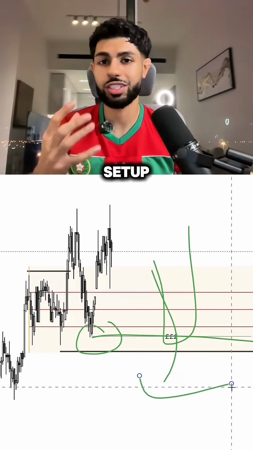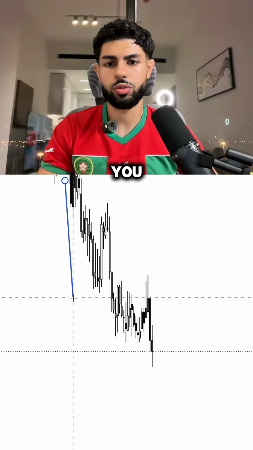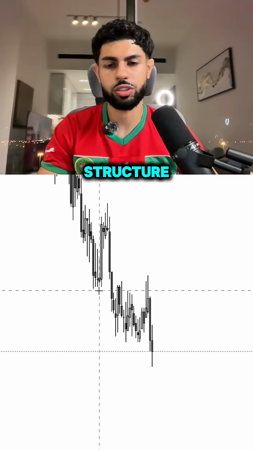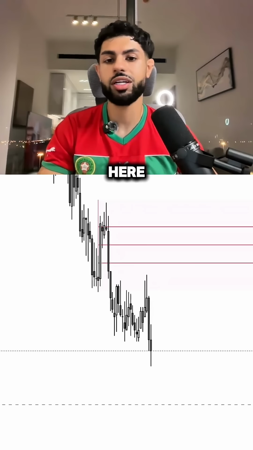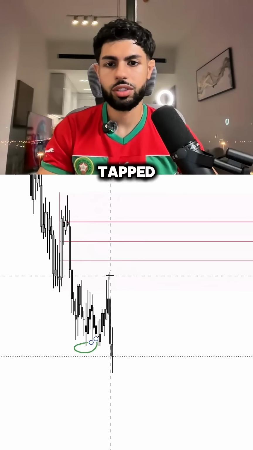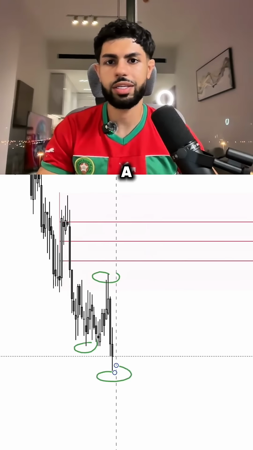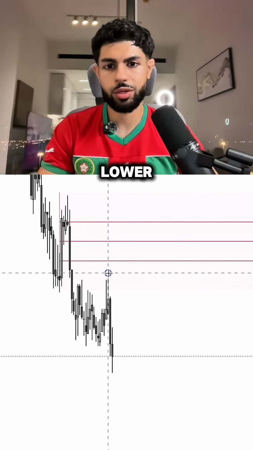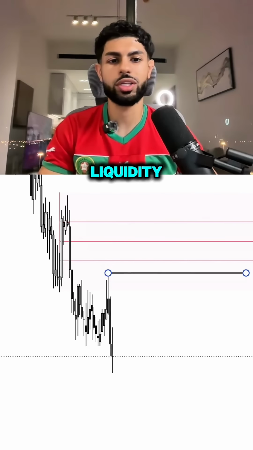So what does a good setup look like? Well, in this scenario, you can see we are in a downtrend. We look for the last break of structure to the downside, which was here, draw a zone around that. Now we want to see where price left the zone, tapped back in, and then made a lower low. This tap here that made the lower low, this is our liquidity to use.